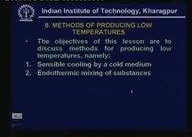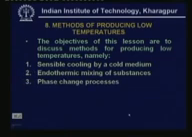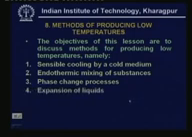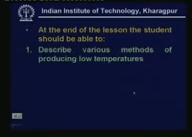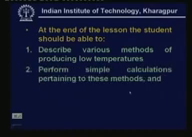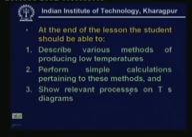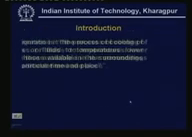This lesson aims to discuss methods for producing low temperatures, namely sensible cooling by a cold medium, endothermic mixing of substances, phase change processes, expansion of liquids, expansion of gases, thermoelectric methods, and finally magnetic methods. So, at the end of this lesson you should be able to describe various methods of producing low temperatures, perform simple calculations pertaining to these methods, and show relevant processes on TS diagrams. Let us start with an introduction.